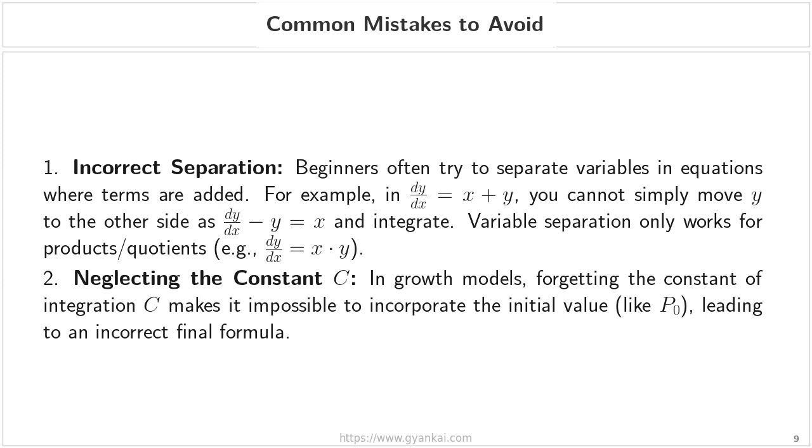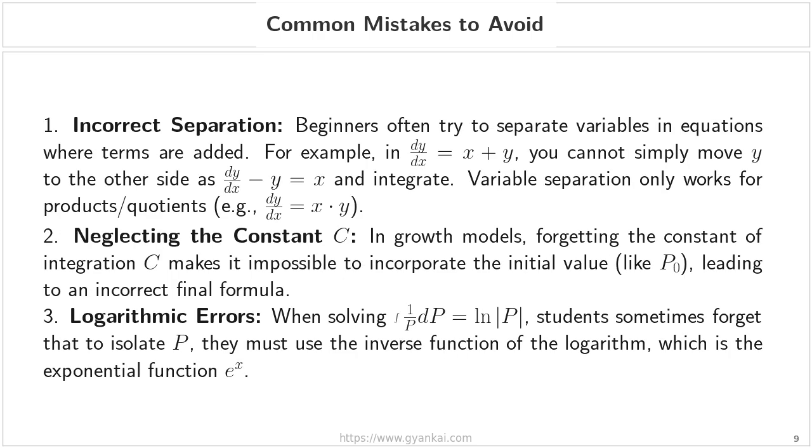Second, be very careful about neglecting the constant c, as we saw in our continuous growth models. That constant of integration is not just a formality. It is mathematically essential. If you forget to include c after integrating, you will find it impossible to incorporate your initial conditions, such as the initial principal, p0. Without that constant, you won't be able to bridge the gap between the rate of change and the actual starting value, which ultimately leads to an incorrect final formula.